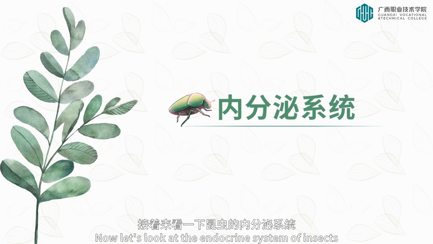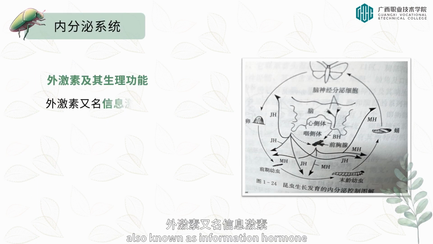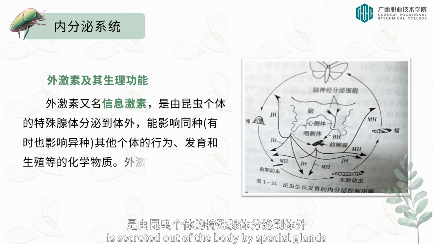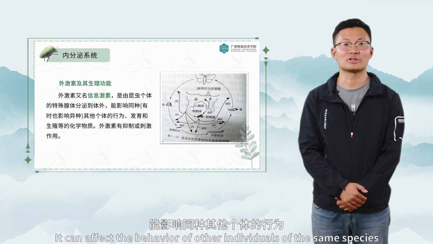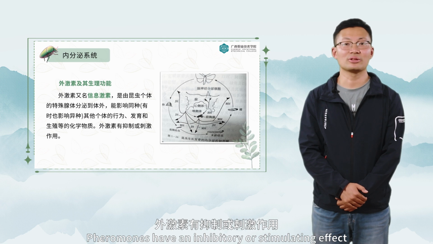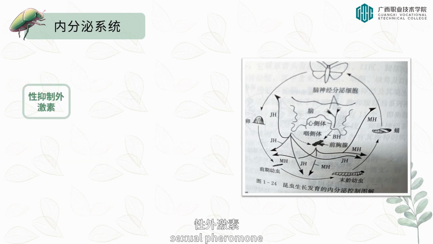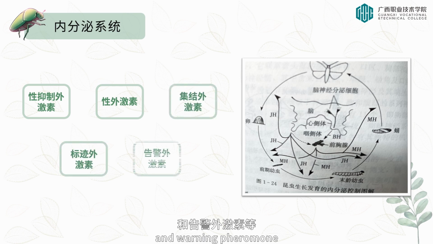Now, let's look at the endocrine system of insects. External hormones, also known as information hormones or pheromones, are secreted out of the body by special glands in individual insects. They can affect the behavior of other individuals of the same species, and the chemicals influence development and reproduction. Pheromones have an inhibitory or stimulating effect. Insect pheromones mainly include sex suppression pheromone, sexual pheromone, aggregation pheromone, mark pheromone, and warning pheromone.